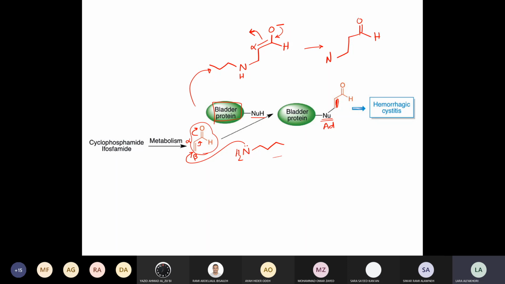Now, if I need to avoid the nephrotoxicity associated with those drugs, what do you think I can do? Clinically, what can be done? How can I quench these electrophiles, or the acrolein that is formed? Give acetylcysteine? Or I can add compounds that are nucleophilic in nature, resembling, for instance, glutathione, such as this compound called mesna. This compound has a sulfhydryl group like the one in glutathione, with sulfur, which we know is nucleophilic. It can simply attack this beta carbon, okay, and react with acrolein before the bladder protein reacts with it, preventing nephrotoxicity.